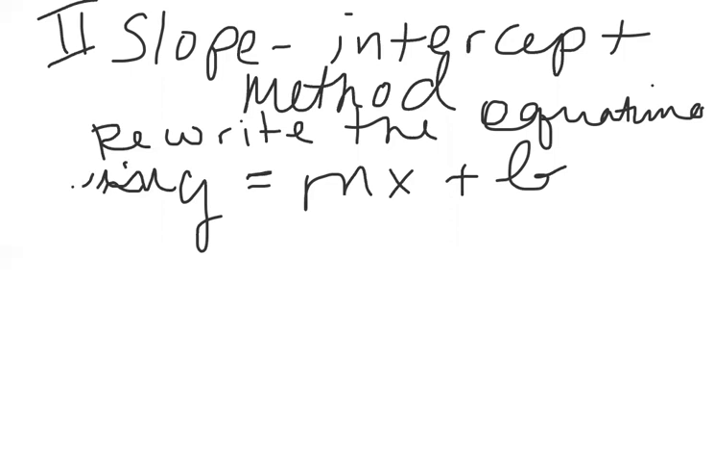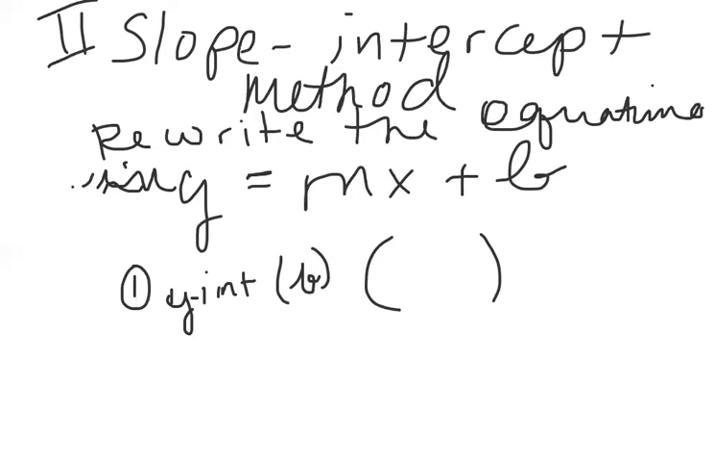Once you have it in this form, guys, the first thing you need to do is identify the y-intercept. Number 1, what's the y-intercept? The y-intercept, by the way, guys, is the b value. And you need to write it as a coordinate point. Remember, you plug in 0 for x. If you plug in that 0 for x, what are you left with? The b value. That's how you get that y-intercept, guys, okay?